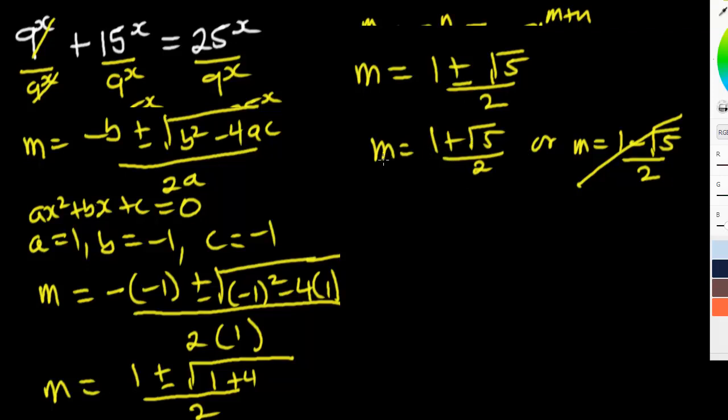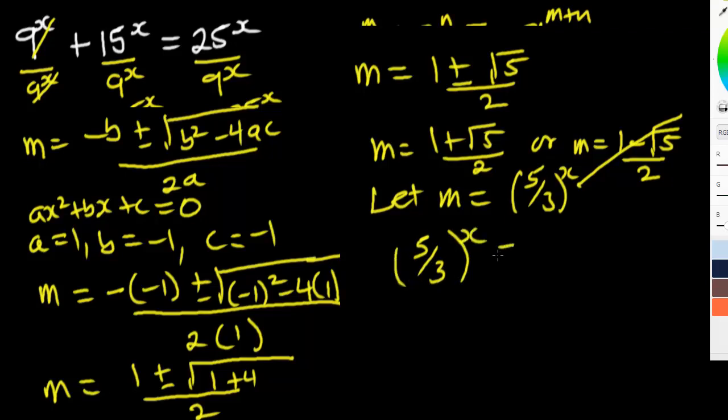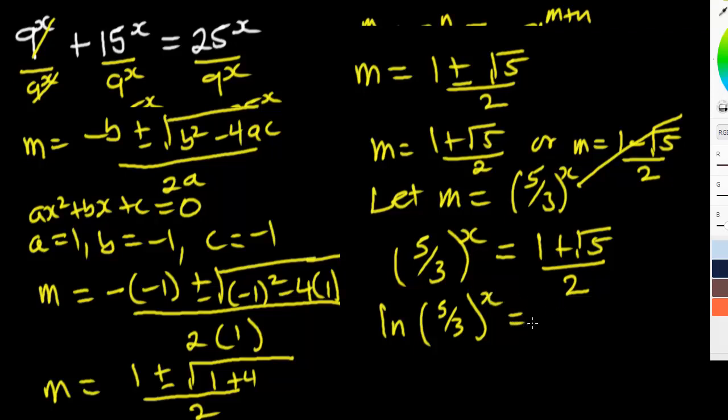Now we said we let m be equal to 5 over 3 exponent x, right? So we need to bring it back over here. So we are going to have 5 over 3 exponent x to be equal to 1 plus the square root of 5 all over 2. So from here, if you want to get x, we just take the natural log of both sides. So by so doing, we are going to have the natural log of 5 on 3 to the power x is equal to natural log of 1 plus root of 5 all over 2.